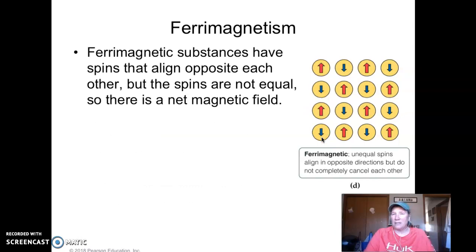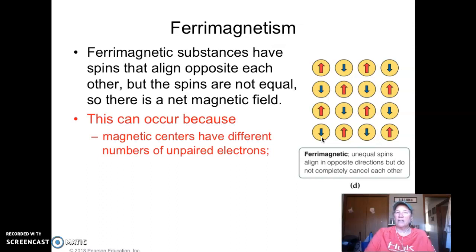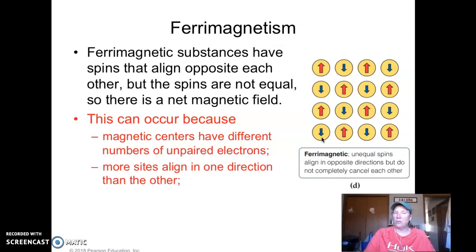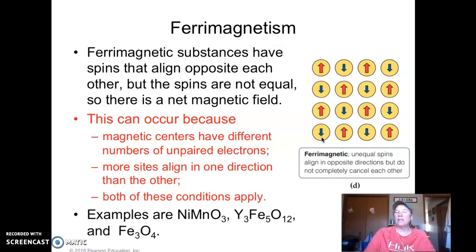And then there's ferromagnetism. As you can see, they have spins that align opposite each other, but the spins aren't equal. So you probably have a bigger atom versus a smaller one. So you have a stronger spin in one direction than you do in the other. And this can occur because of different numbers of unpaired electrons, or because the sites align in one direction more than the other. So again, when you have stronger spins in one direction than the other, even though they're opposite, they're just not as strong. And so you end up getting magnetized but not as strong. So the strongest one would be the first one. And again, these are in alloys.